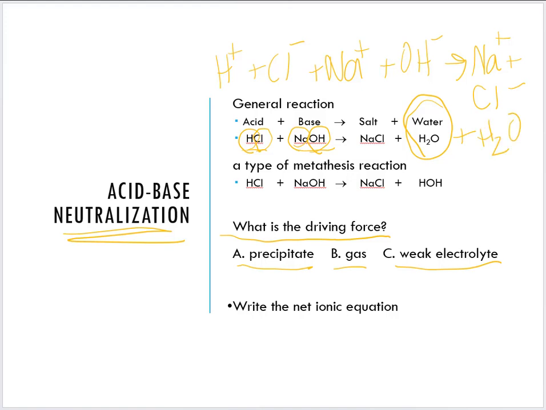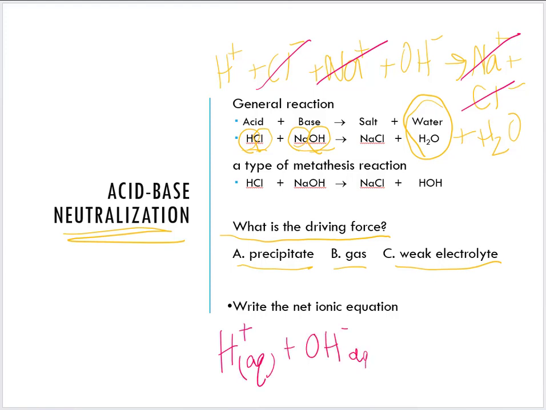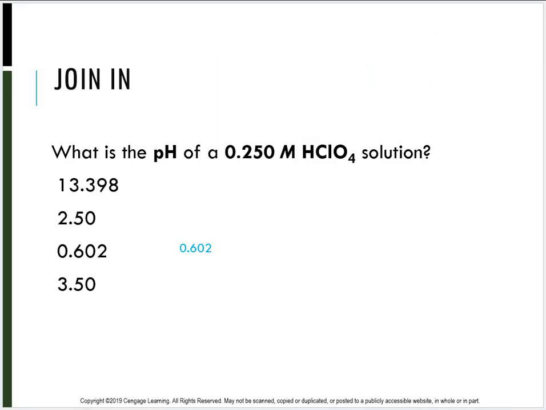So we want to get rid of what's on both sides. That would be getting rid of Cl-, Na+, leaving me with a net ionic equation of H+ plus OH- to give me H2O. So let's look at a couple of problems here.